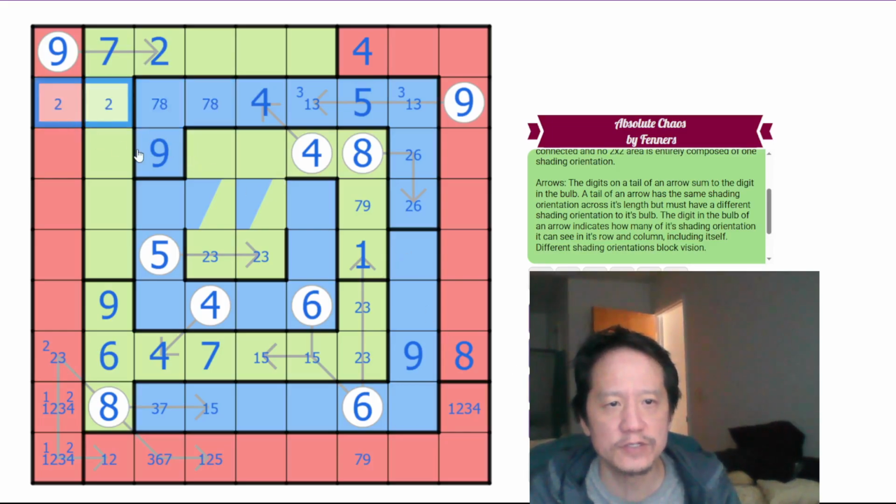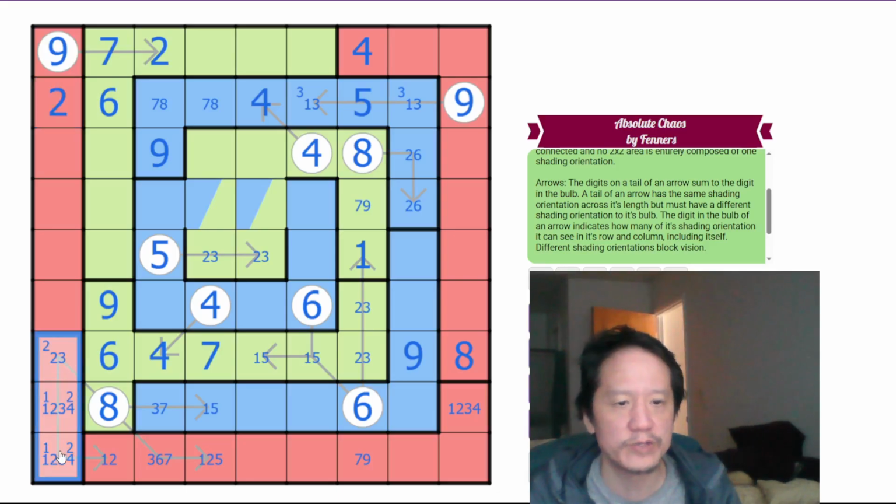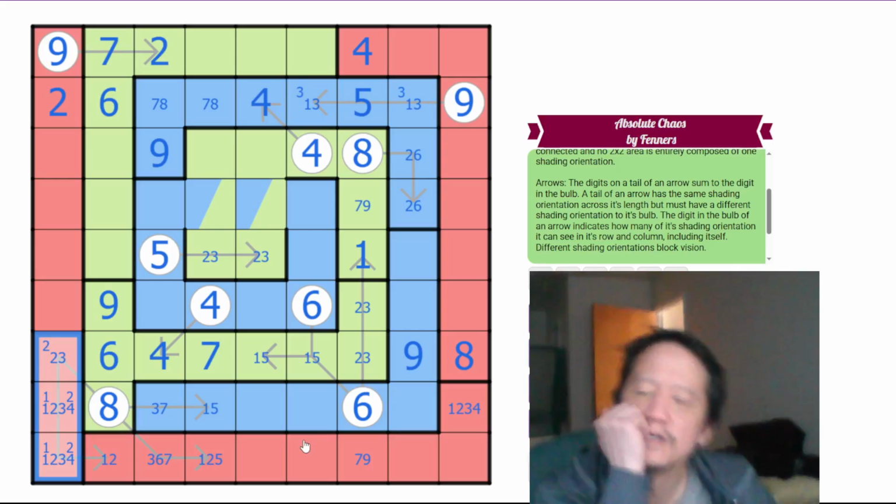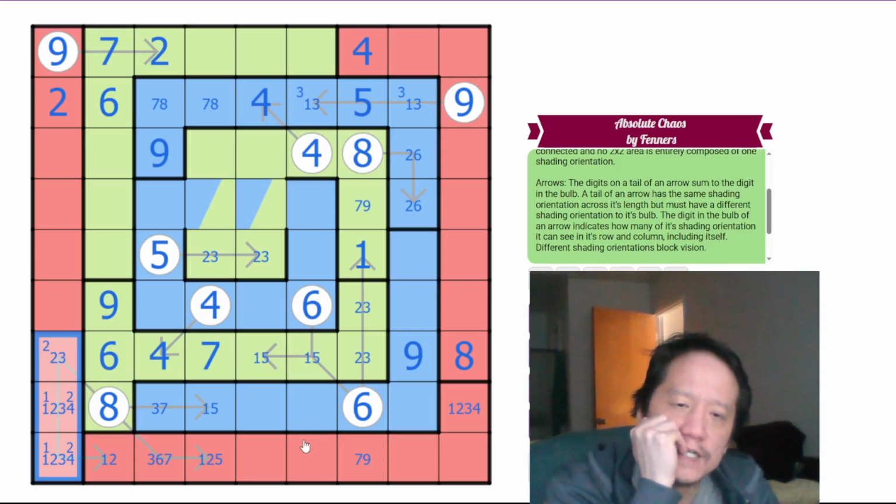That leaves this as 2 and 6, and this 2 eliminates 2 here, so this is 6, which makes that a 2. This can no longer be 2. Wait, that's a fail. Where did I mess up here?